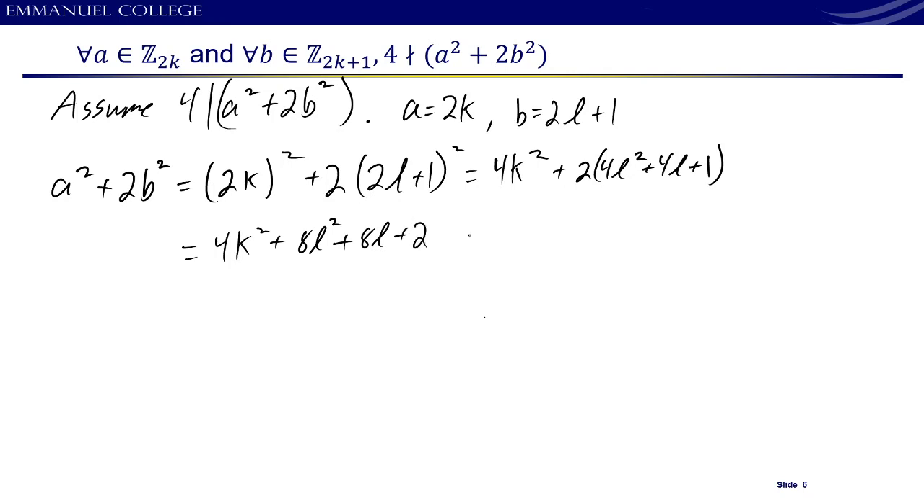Now, this is where we talked about beforehand making sure that you pull the correct common factor out. You could just pull out a 2, and then you would say, oh, well, this is divisible by 2. Be aware of what the question is asking. The question did not ask, is it divisible by 2? The question asked, is it divisible by 4? So this puts us in a pretty decent position. If I factor out 4 from the first 3 terms, I get 4 times (k squared plus 2l squared plus 2l) plus 2.